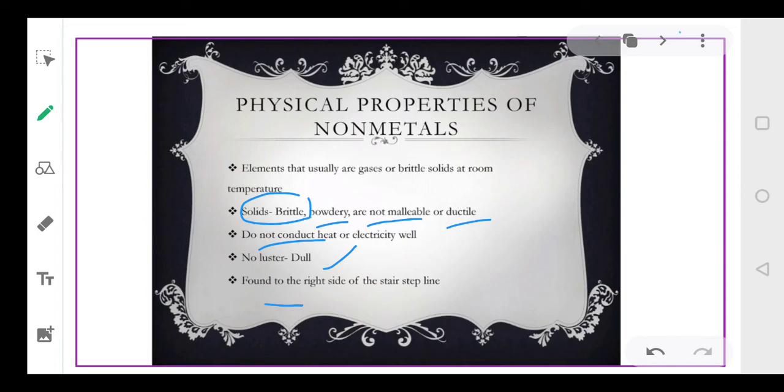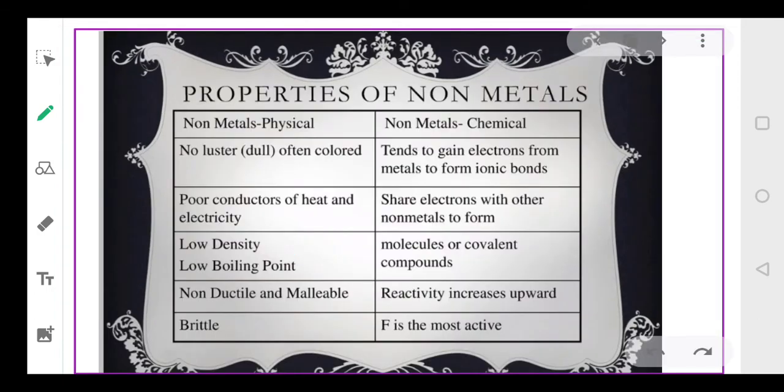And if you remember the periodic table, we have talked about it, that metals are present on the left side, while non-metals are present on the right side of the periodic table. Let's compare some properties. Non-metals are non-lustrous, they are poor conductors of heat, they have low density, they have low boiling point, they are non-ductile, they are brittle.